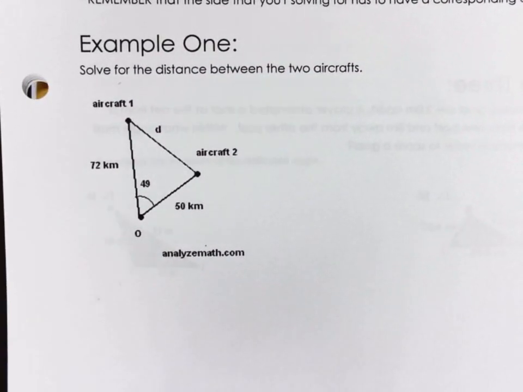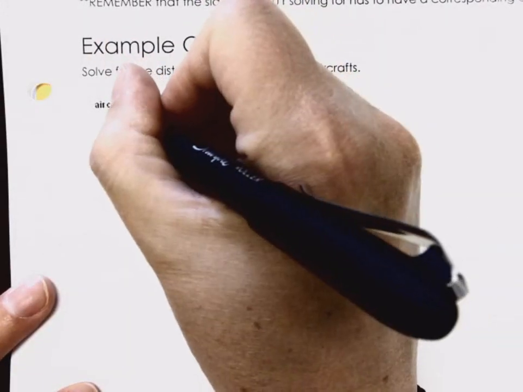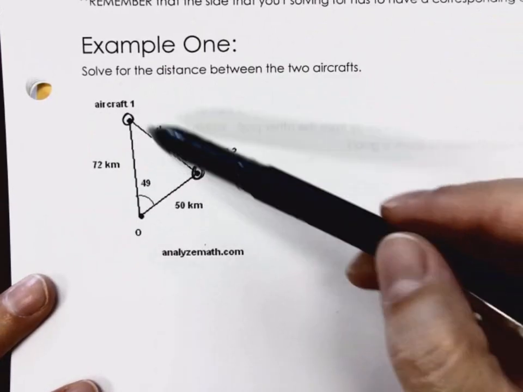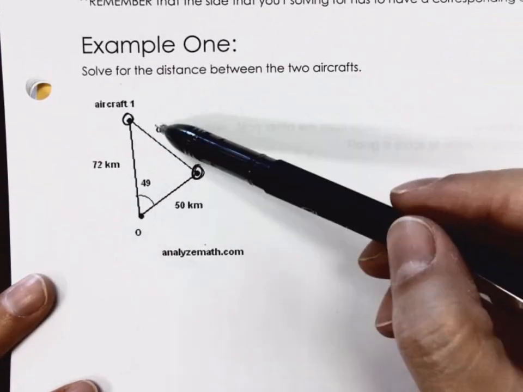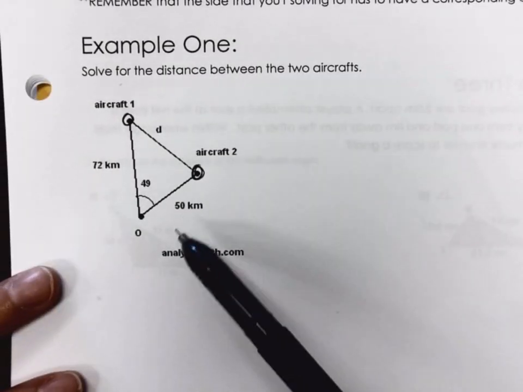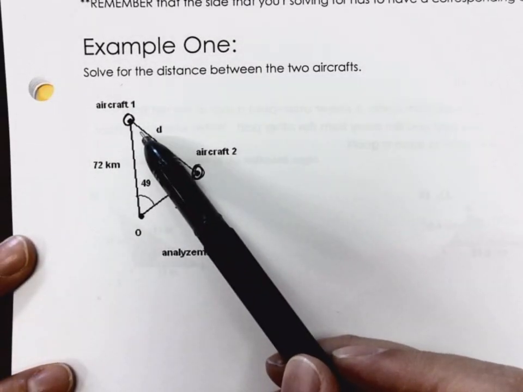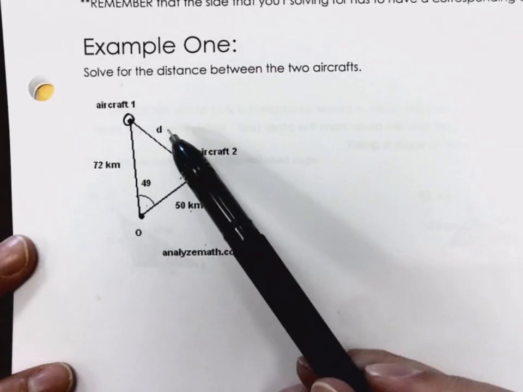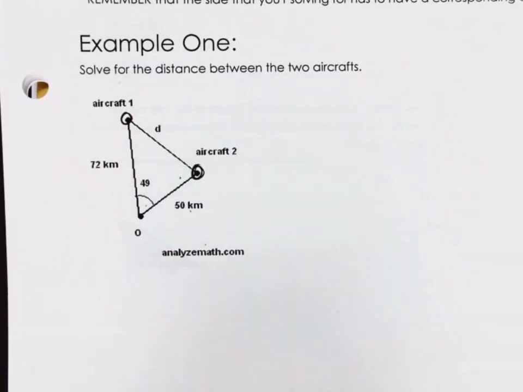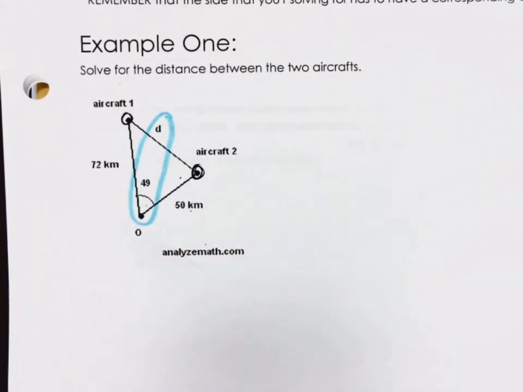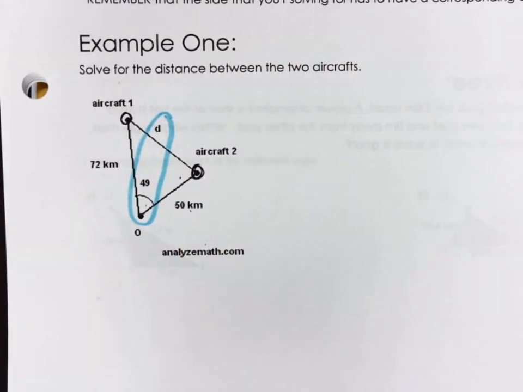So we got distance between two aircrafts. We have aircraft 1 and we have aircraft 2, and we are trying to find the distance between them. We have no matching set. So we have a 50, but we have no matching angle. We have a 72, but we don't have a matching angle. We have an angle of 49, but we don't know its side. So what are the earmuffs? The earmuffs are going to include the thing you're looking for. So that's my earmuff in this situation.